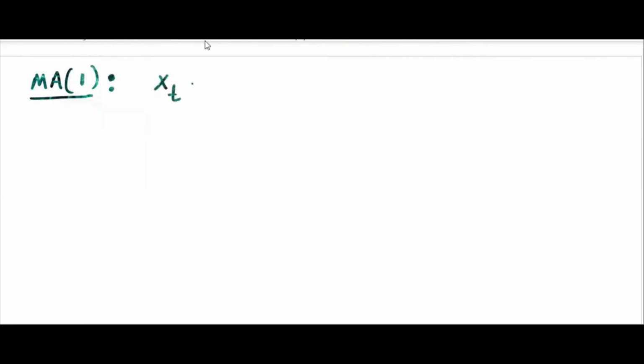X_t is equal to mu plus, instead of beta 1, I can write beta, because we have only one term, beta e_(t-1), plus e_t. This is the MA(1) process we considered when we started the class. So if this is your MA(1) process, we have expressed it in terms of only the errors. We don't have any past dependency when it comes to the process itself.